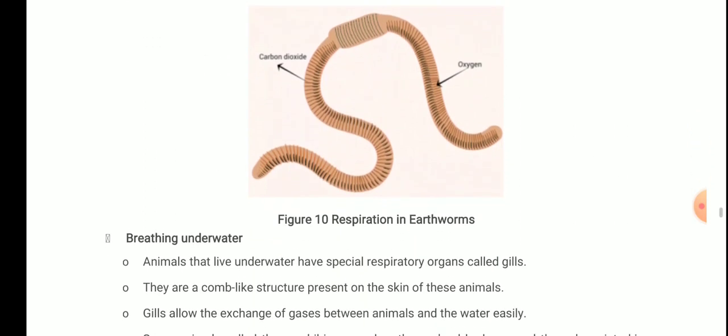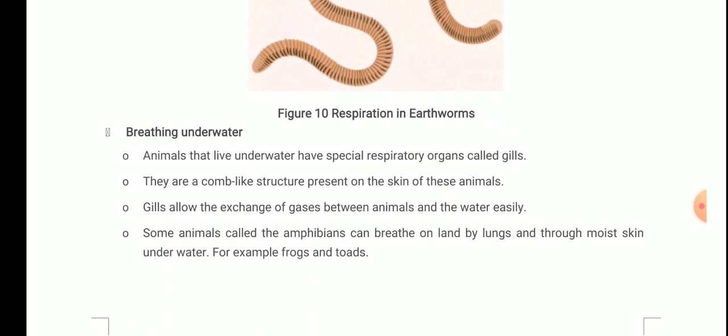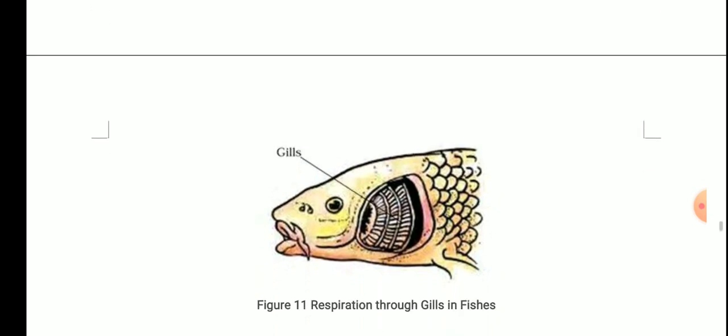Okay. Next one was breathing underwater. I told you that animals that live underwater have special respiratory organs called gills, comb-like structures that allow the easy exchange of gases between the animals and the water. Some animals called amphibians can breathe on land by lungs and through moist skin underwater. This was the diagram that we last discussed.